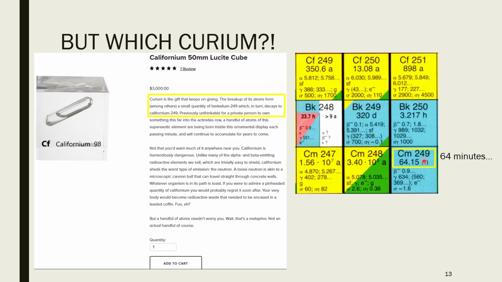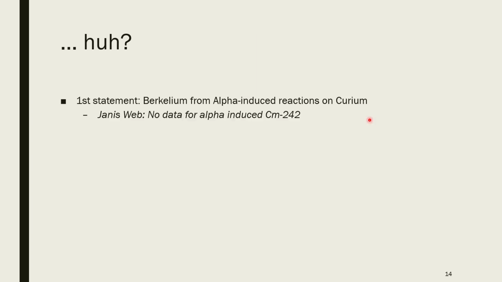But looking at the half-life of 64 minutes, that's not something you can store. Maybe you can deposit onto it, but no, you can't deposit onto here because you do these types of reactions in a really high flux nuclear reactor. And once you get it out and are able to purify all of this, it will long have decayed into berkelium-249. So you can't really deposit curium-249 onto something which would then decay, because it decays during the isolation process and you just start with already decayed berkelium-249. Unfortunate. So, first statement, berkelium from alpha-induced reaction on curium.